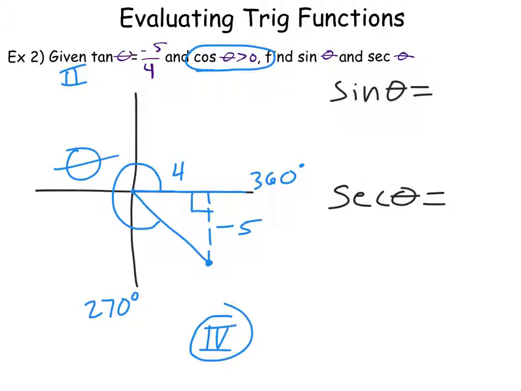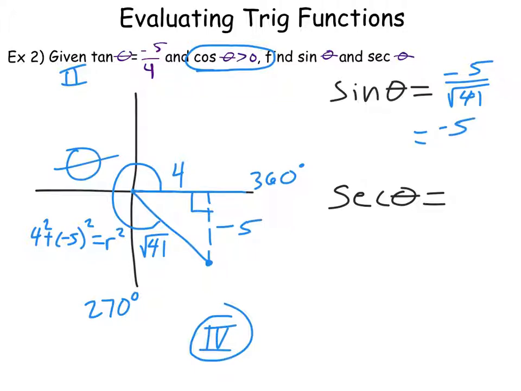Oh, and then a little Pythagorean theorem work right here, for r, we would get the square root of 41. Okay, which would come from 4 squared plus -5 squared equaling r squared. Okay. And now once we've got that, we're good to go. Our y value is -5. Our r value is the square root of 41. Just go ahead and rationalize that to get -5 square root 41 over 41. Okay.